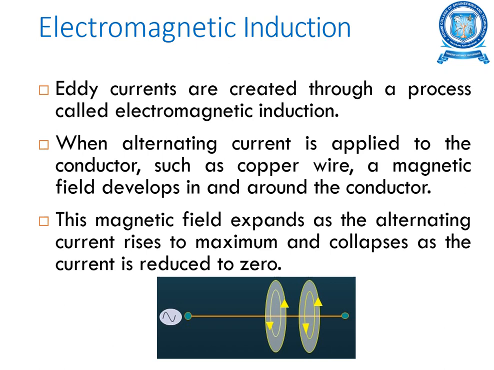So electromagnetic induction: these eddy currents are normally created through a process called electromagnetic induction. So when an alternating current, you can see from this figure, is applied to the conductor such as a copper wire, a magnetic field develops in and around the conductor. So this magnetic field expands as the alternating current rises to the maximum and collapses as the current is reduced to zero.